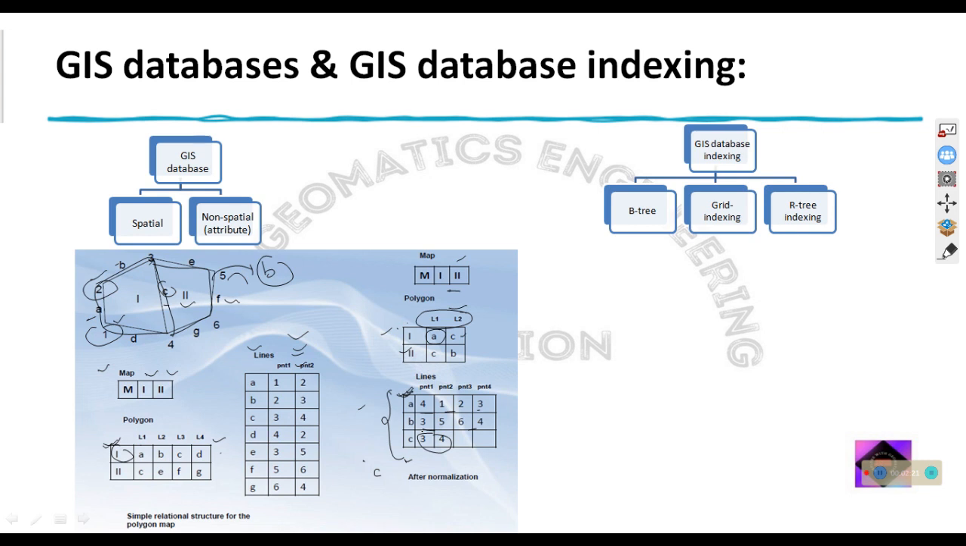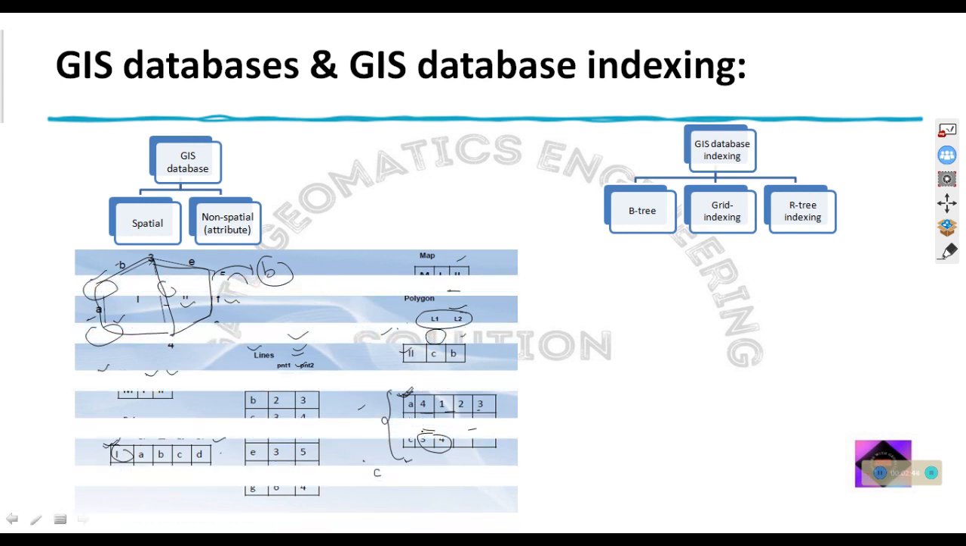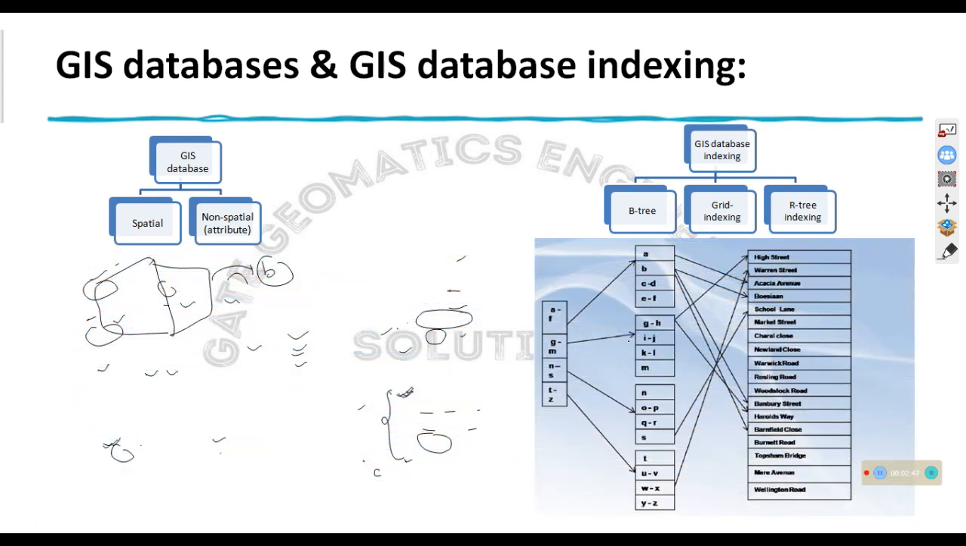So you can see one is hierarchical, another one is network, and another one is the relational database structure. To efficiently query the data, we can also index the GIS database structure. There are 3 types of indexing: B-tree indexing, grid indexing, and R-tree indexing. So what are those? B-tree indexing is the normal indexing based on alphabetical order.